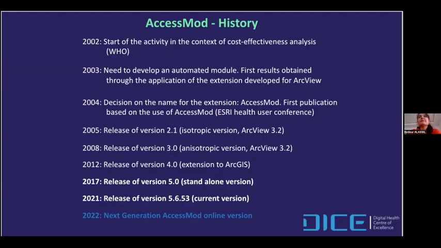This is a very old tool, and it started in 2002 with a cost-effectiveness analysis activity by WHO, gradually improving until we reached the current release, version 5.6, which is the current desktop version of Access Mode. Now in 2022, we decided to move to Access Mode Next Generation, and we finalized phase one. Now we go through why we did that, the differences and similarities, and the advantages of the Next Generation one. Next slide, please.